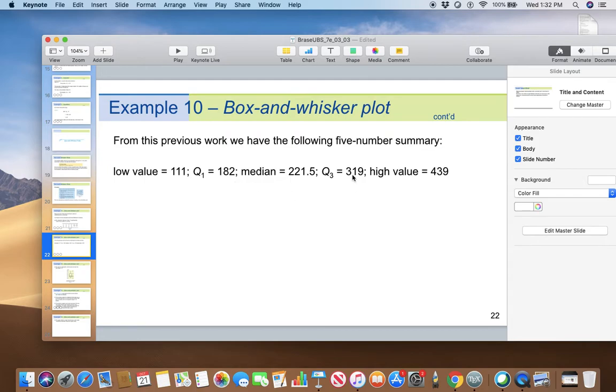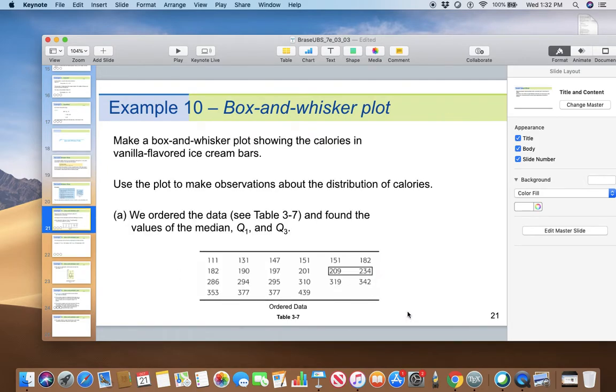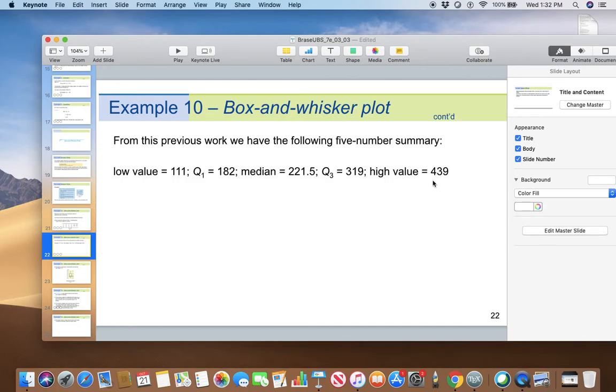Okay. Likewise, how do you find the third quartile? Well, the median of the entire data is here. So the second half starts at 234. From 234 onwards, there are 11 candidates. So 1, 2, 3, 4, 5. And that is the next median. So that's the third quartile. And 390 is the high value.